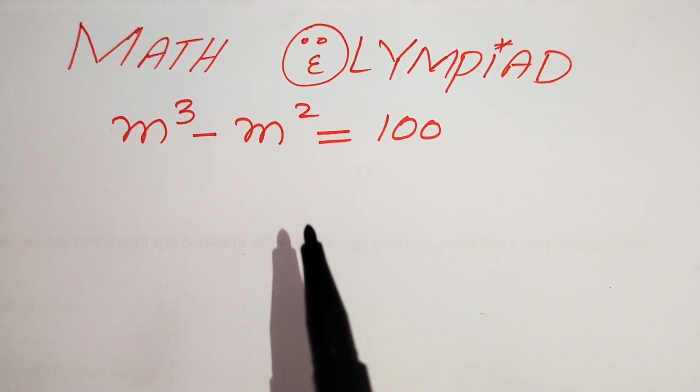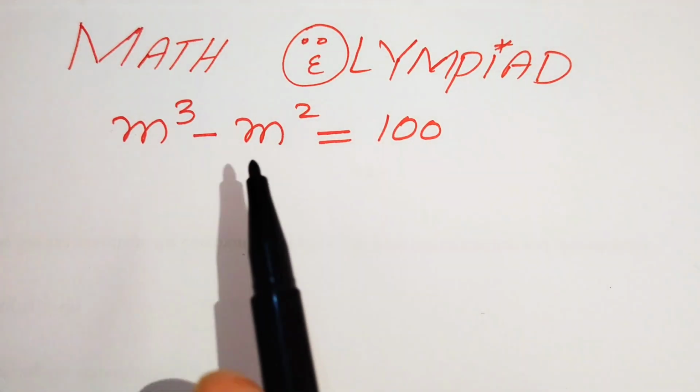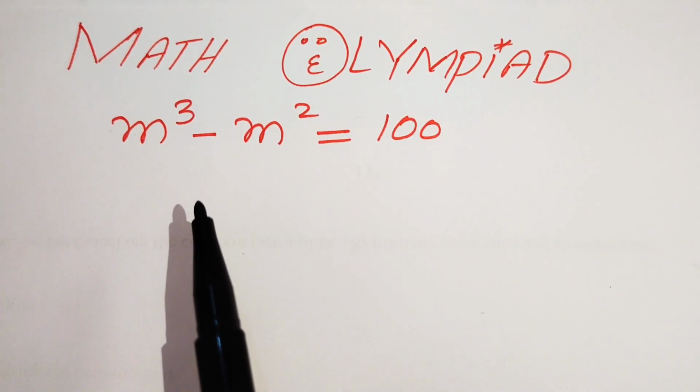Hello everyone, welcome to solve this math Olympiad algebra problem. Here we have m cubed minus m squared equals 100, and we solve this problem for the values of m.